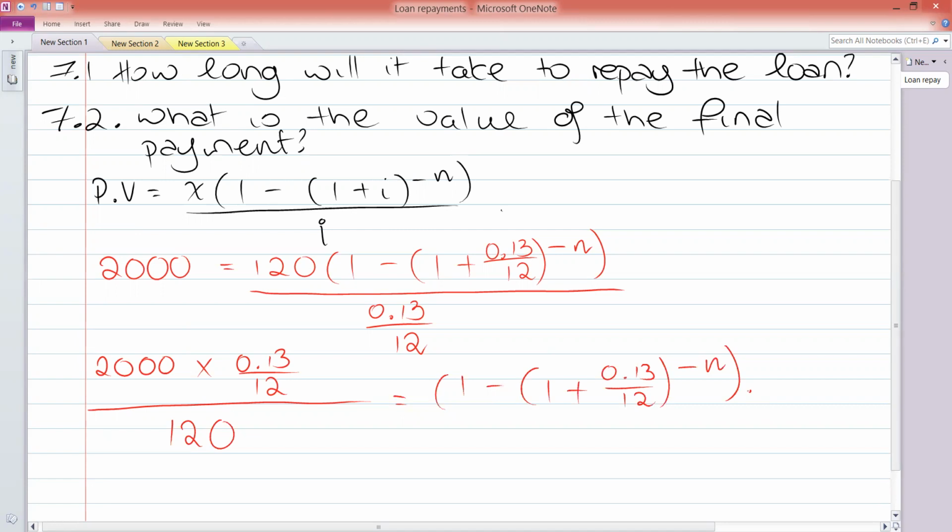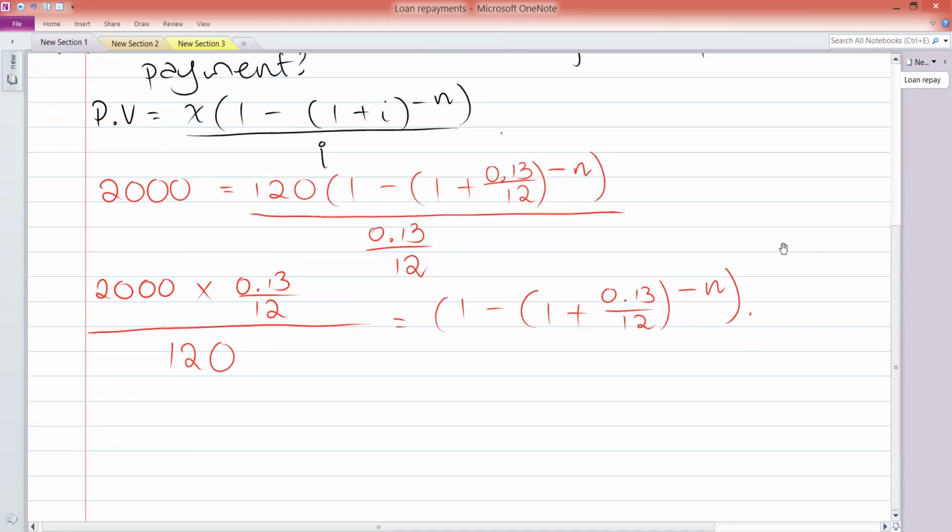so at this point, right, you can simplify what you have on the left-hand side, right? When you do that, you get 13 over 72. Okay, so you don't have to convert that into a decimal. You can leave it like that, right? This is equal to your 1 minus 1 plus 0.13 divided by 12 raised to the power of negative N.